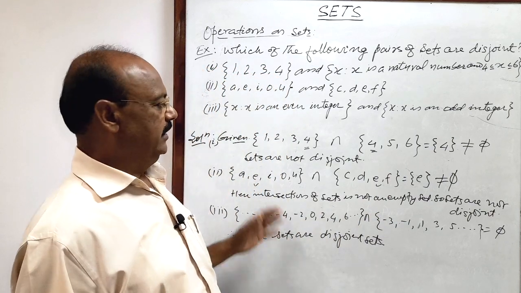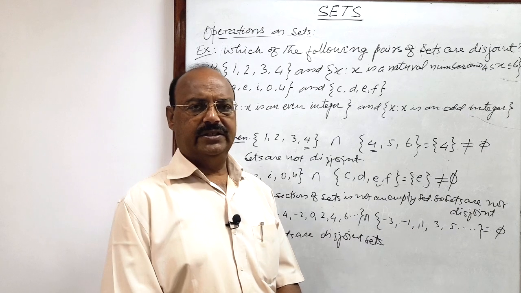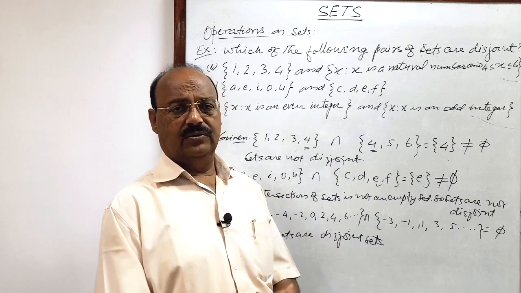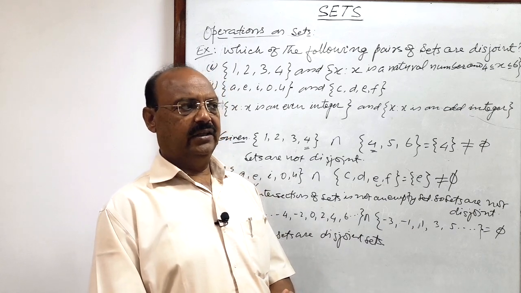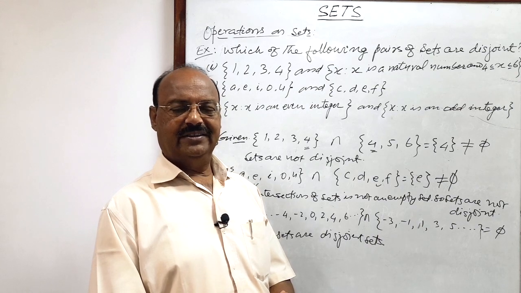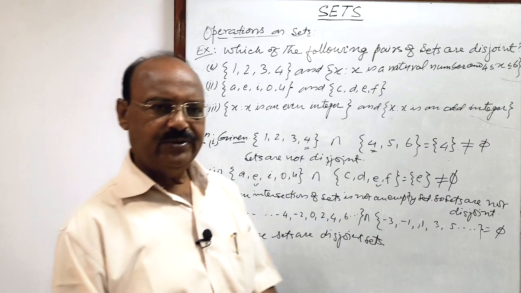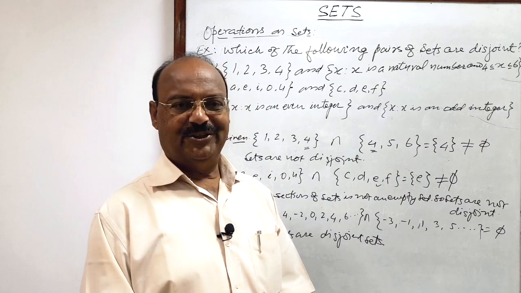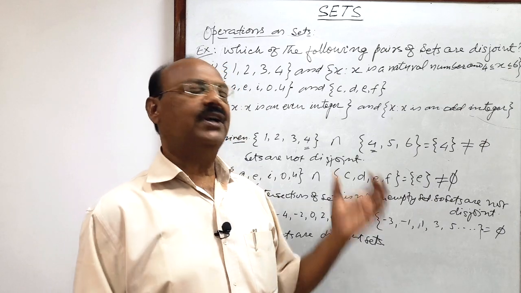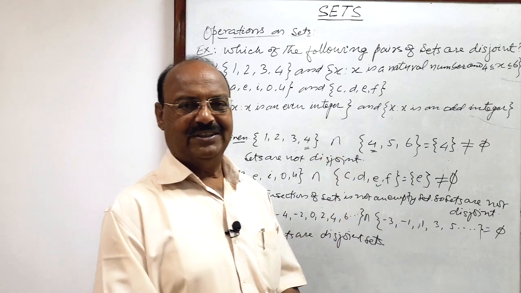Hope you have understood. When the intersection of two given sets is an empty set, the sets are known as disjoint sets, otherwise not disjoint. So keep watching these videos and enjoy learning set theory and have a good command over this topic. Thank you very much. Wish you all the best.